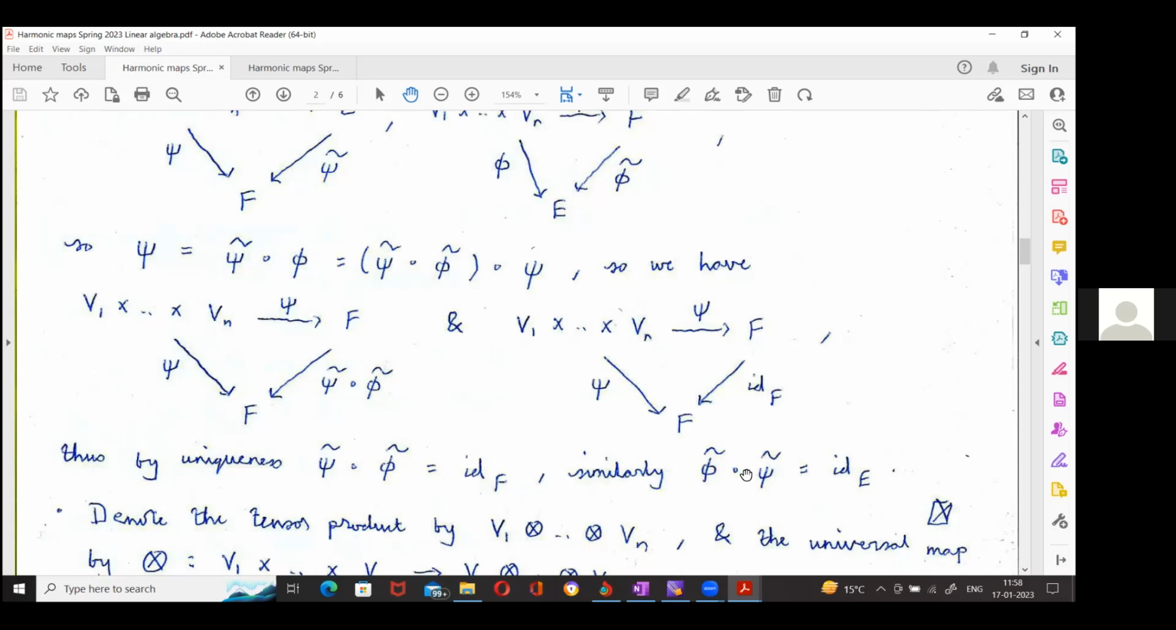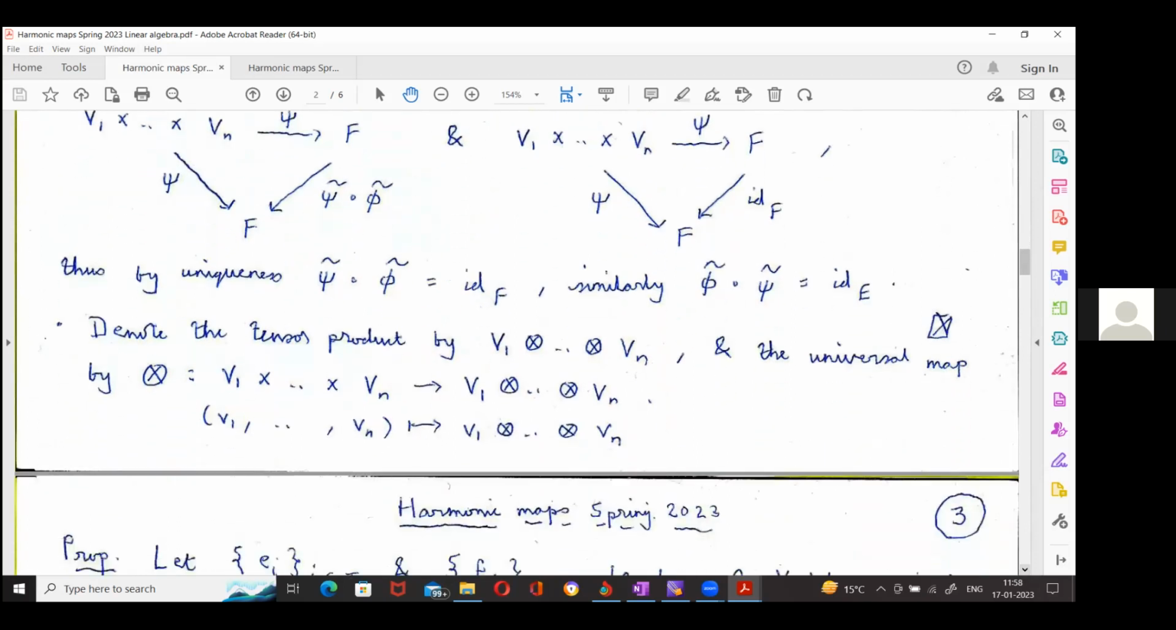Is this all right? Yeah, it's all right. It's just the uniqueness we're using in the universal property. We're using the uniqueness of the linear map through which you factor.